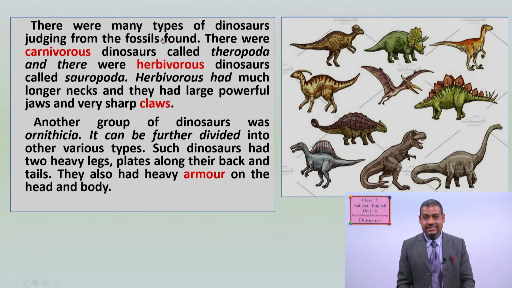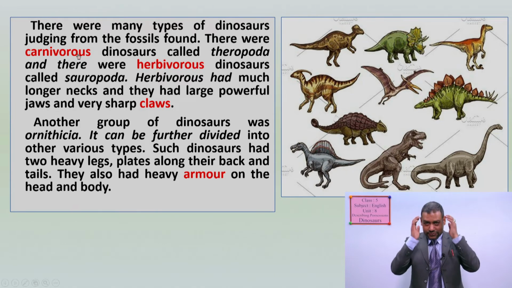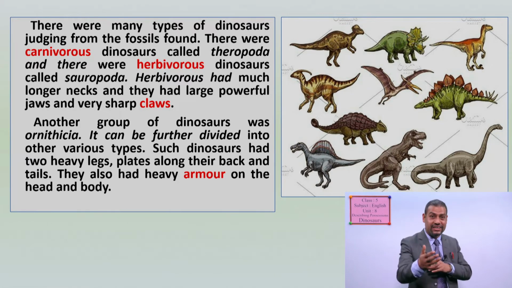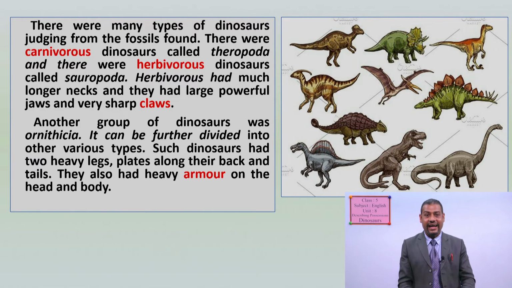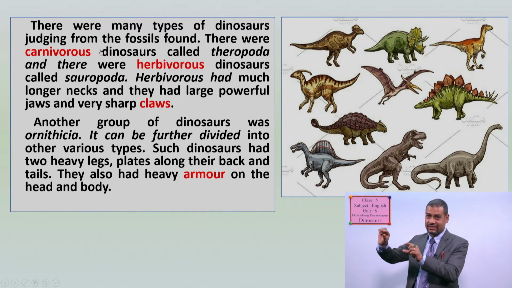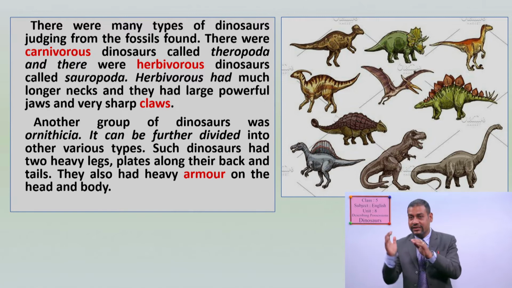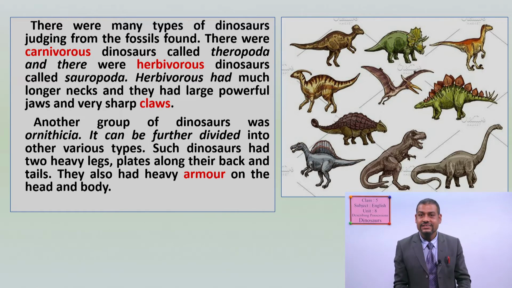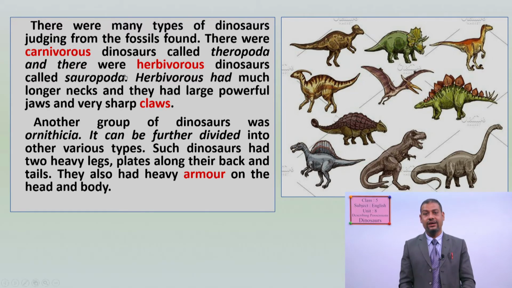Yes, the scientists found that, see, there were carnivorous dinosaurs. So what do you mean by carnivorous? You have to make a guess. I'll tell you the meaning later, okay? And those dinosaurs were called theropoda. Carnivorous means that it's something, whether it is meat, whether it is flesh, or it is plant. You have to just guess.